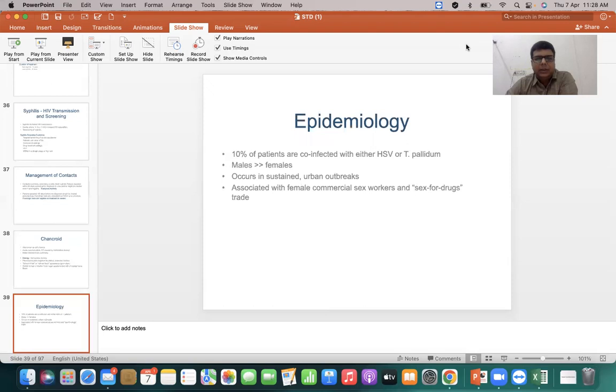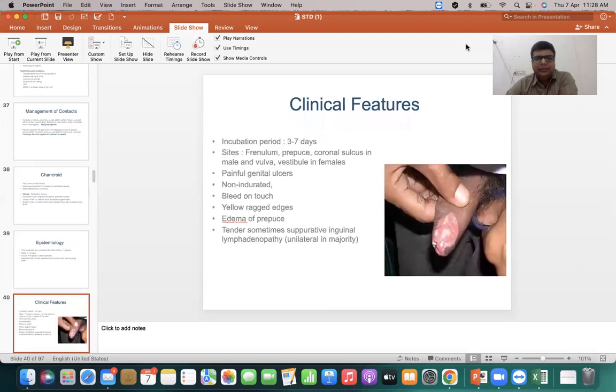So what is the epidemiology? 10% of patients are co-infected with either herpes simplex virus or Treponema pallidum. Males are more affected. It occurs as sustained urban outbreaks. It is associated with female commercial sex workers and the sex-for-drugs trade.